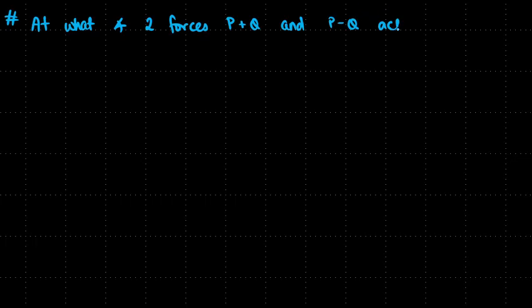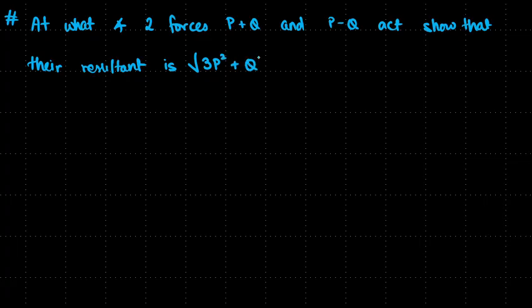To another question, which is: at what angle do two forces P plus Q and P minus Q act so that the resultant is square root of 3P squared plus Q squared?